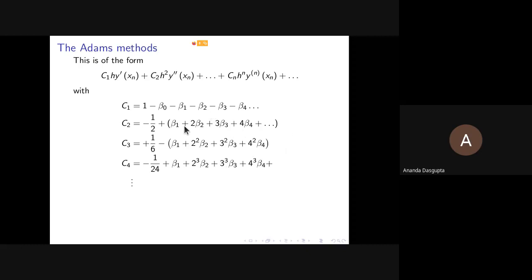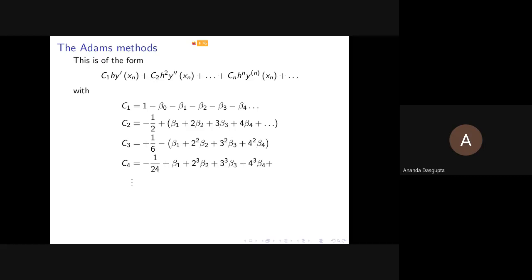But what you really have is beta 1 plus 2 beta 2 plus 3 beta 3 plus 4 beta 4. In the next expression, you have beta 1 plus 2 square beta 2 plus 3 square beta 3 plus 4 square beta 4. The next one is beta 1 plus 2 cube, 3 cube, 4 cube. Of course, this is also 1 cube. The pattern is pretty straightforward. Okay? Is that okay with everybody?